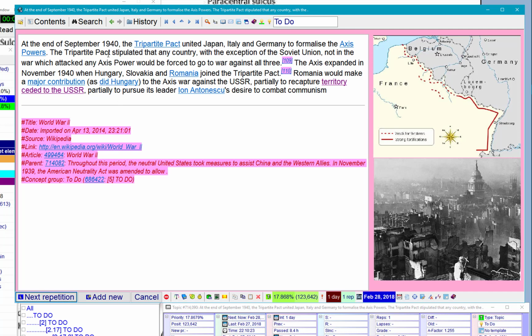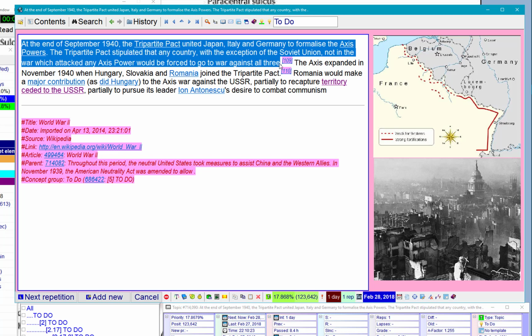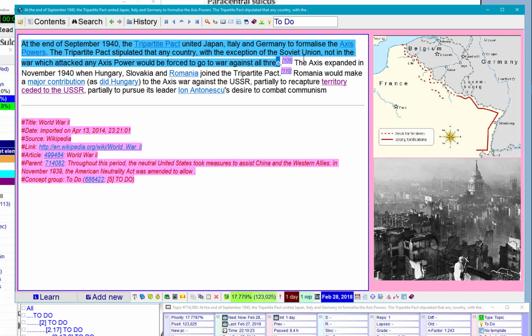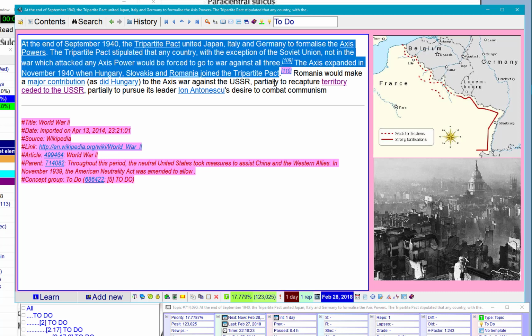At the end of September 1940, the Tripartite Pact united Japan, Italy, and Germany to formalize the Axis powers. The Tripartite Pact stipulated that any country, with the exception of the Soviet Union, not in the war which attacked the Axis powers would be forced to go to war against all three. Okay, this one, memorized. The Axis expanded in November 1940 when Hungary, Slovakia, and Romania joined the Tripartite Pact. Let's keep it with the context of what the Tripartite Pact was.